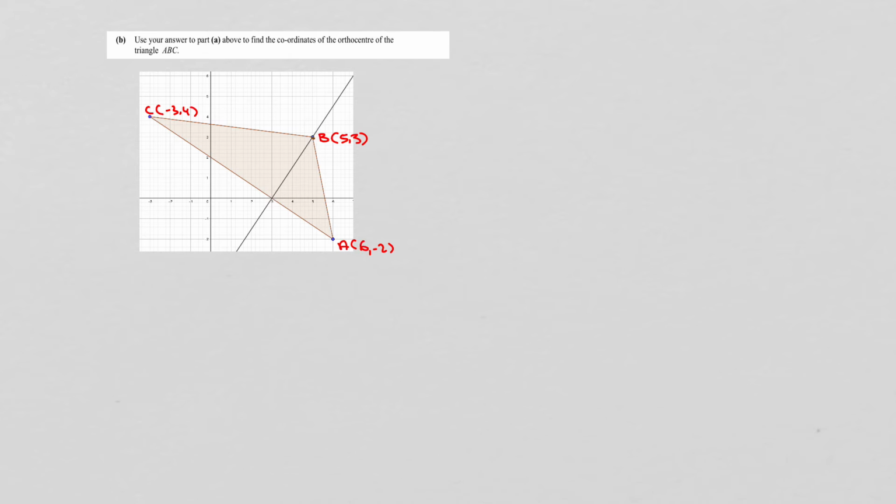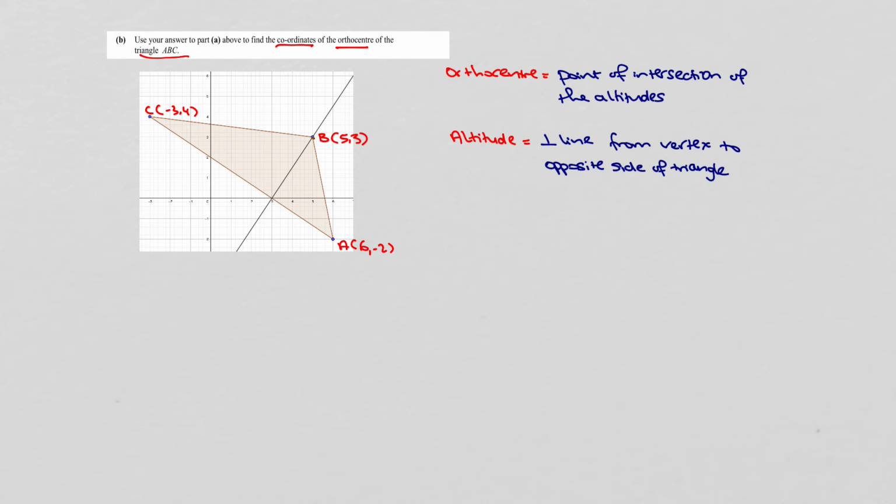So in part B, we're asked here to find the coordinates, so again, the x and the y value of the orthocenter of the triangle ABC. So we have to remind ourselves, what's the orthocenter of a triangle? The orthocenter is the point of intersection of the altitudes of the triangle. So of course, we need to know what an altitude is if we want to find the point of intersection of the altitudes. The altitude is the perpendicular line from the vertex to the opposite side of the triangle.